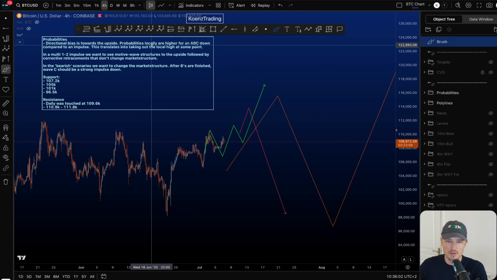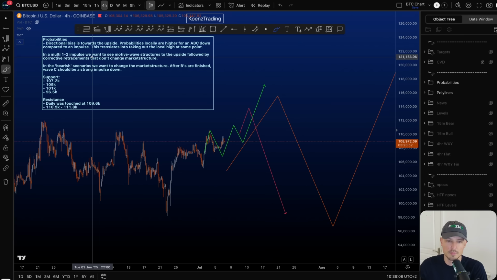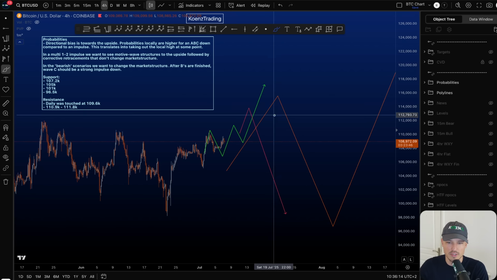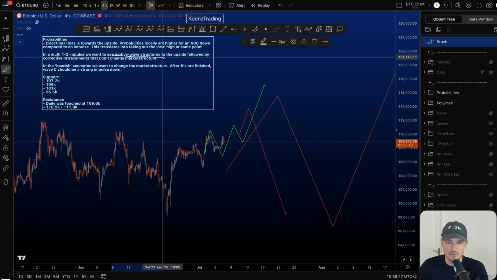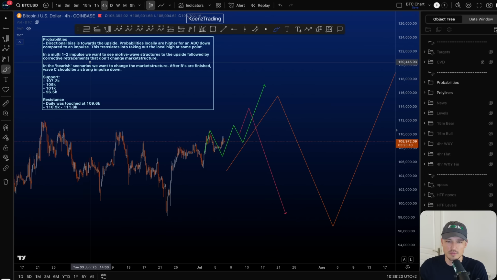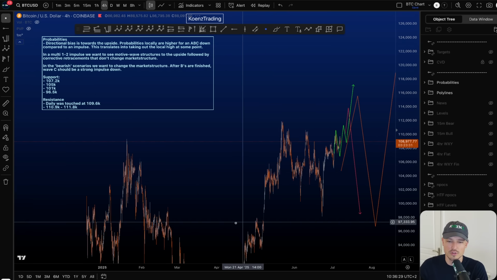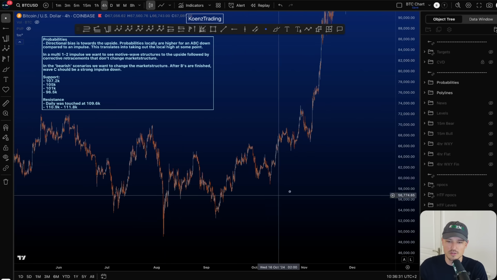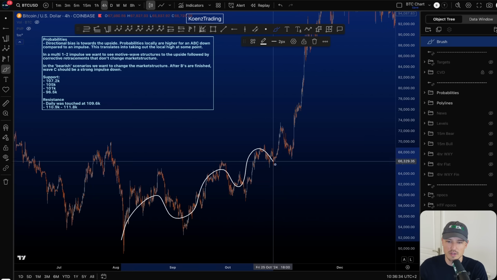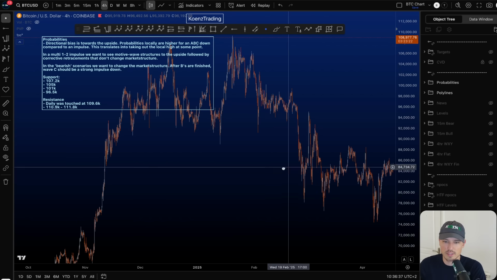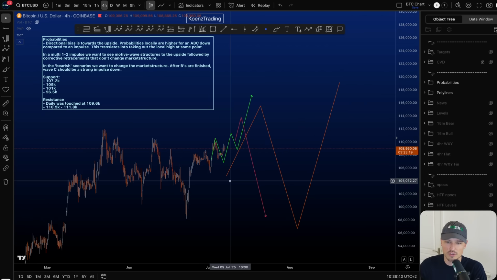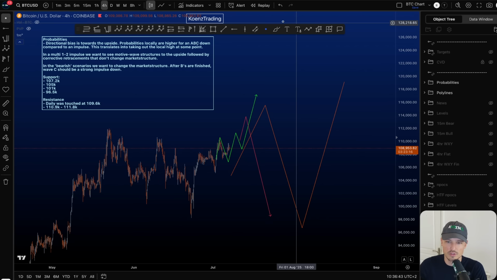Now, probabilities locally are higher for an ABC to the downside on the 15-minute time frame compared to an impulse. This translates into taking out the local high at some point. In a multi 1-2 impulse, that's the green line by the way, we want to see motive wave structures to the upside followed by corrective retracements that don't change market structure, right? We're looking for higher highs, higher lows, higher highs, higher lows, and eventually a big push towards the upside. What you're looking for is similar to what you had here. This is what you're looking for, and then eventually you get your big move towards the upside. You don't want to change market structure. You don't want to lose 105 in the bullish scenario.